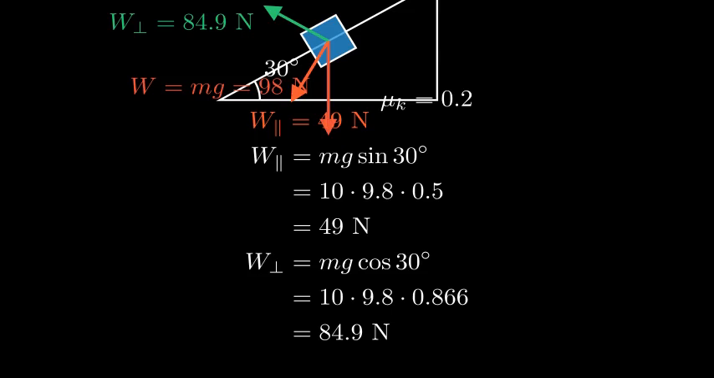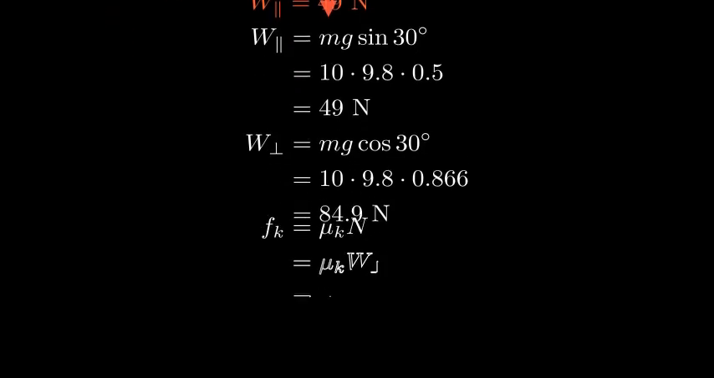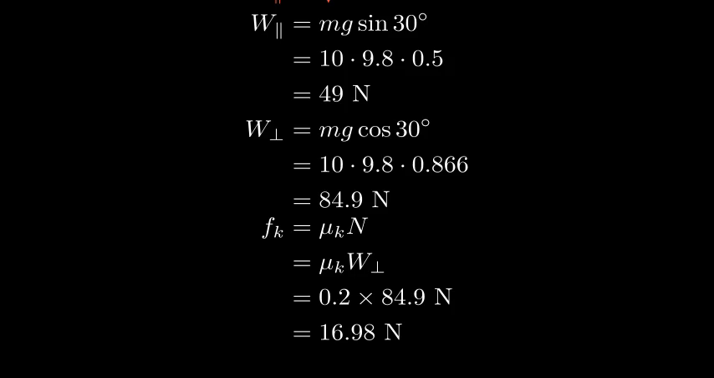Next, we calculate the friction force, which acts up the slope. Friction equals the coefficient of friction times the normal force. The normal force equals the perpendicular component of weight. So, friction equals 0.2 times 84.9 newtons, which equals 16.98 newtons.